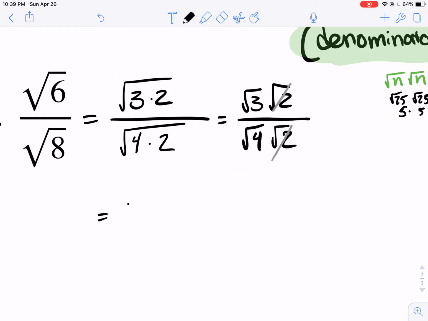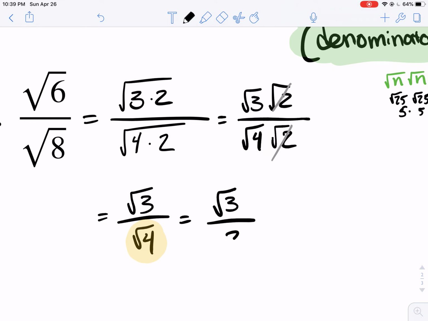So we have the square root of 3 divided by the square root of 4. But what's the square root of 4? It's 2, giving us the square root of 3 all over 2. Haha, done. Love it.